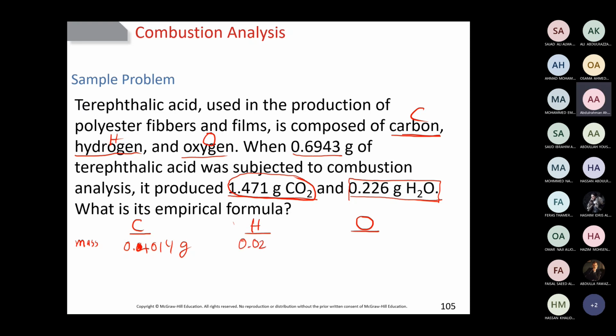0.028. No, that's not right. 0.02. That's what I mean. Then 3. 2.8 even. I have this number. 0.02528. Who got the same answer? I got the same answer. Yes, the same answer. Okay, good. How can I find the mass of oxygen?